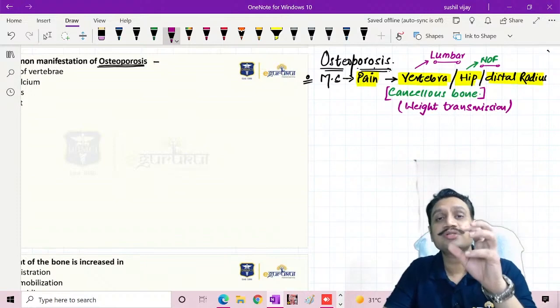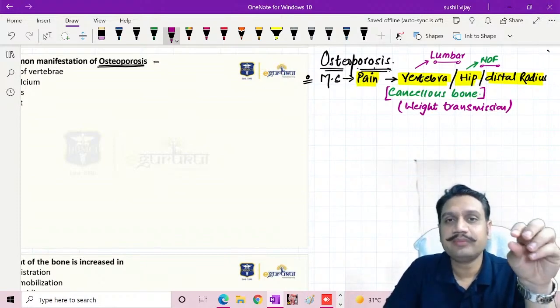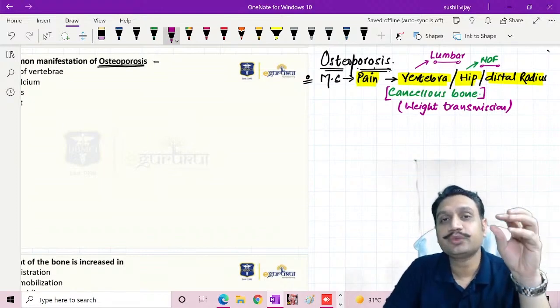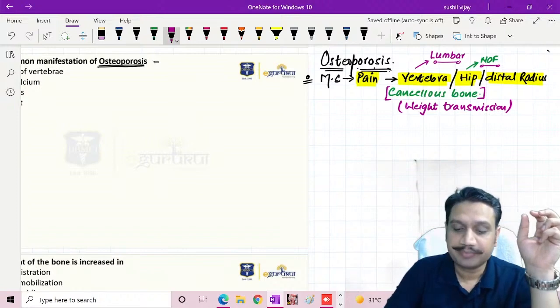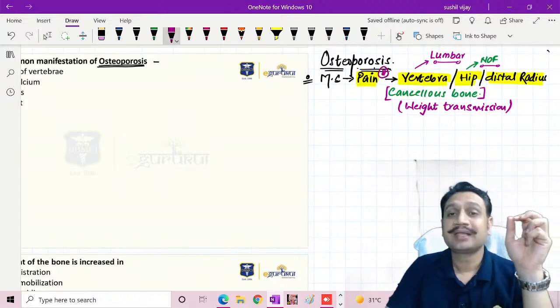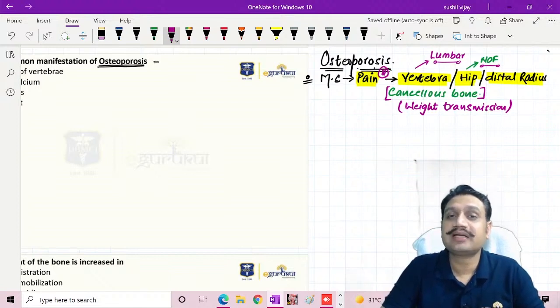So when the bones are soft, these areas, the vertebra and the neck of the femur, have a high tendency to get a fracture. And therefore, because of these fractures, the patient's most common complaint is pain. It is not necessary that all fracture patients come on a stretcher. No, they will come to you walking also, with backache.